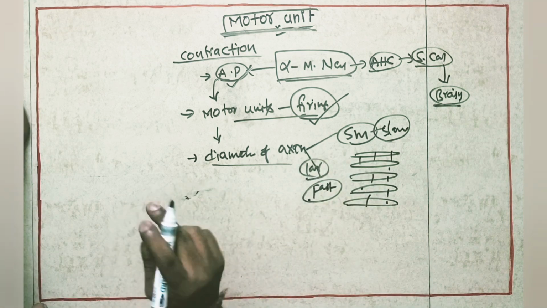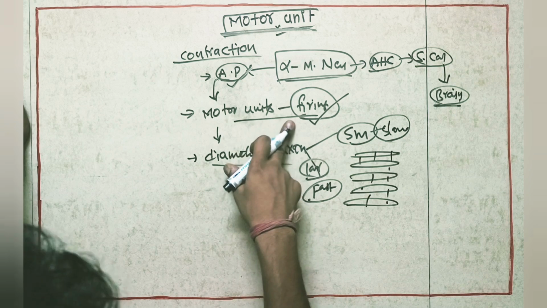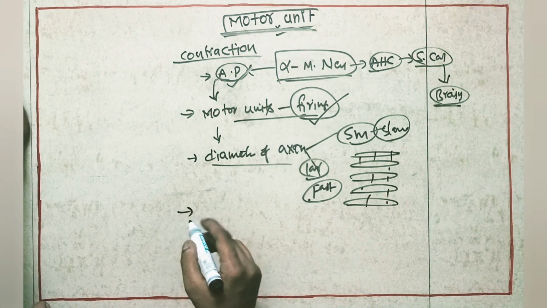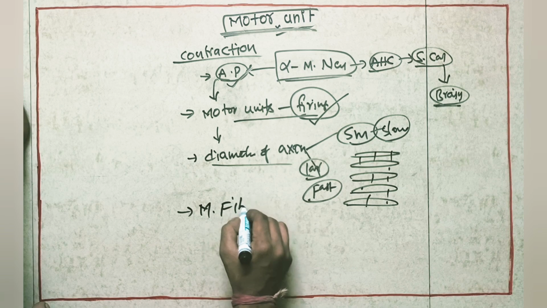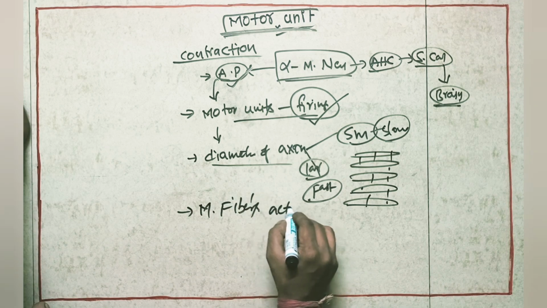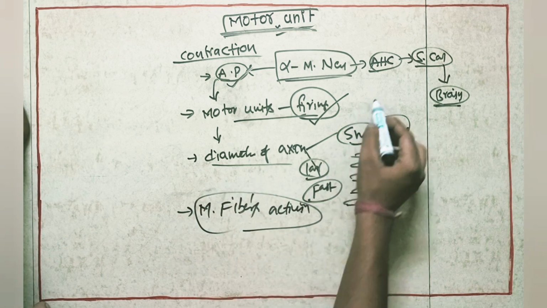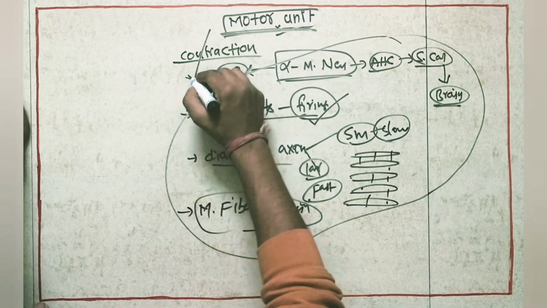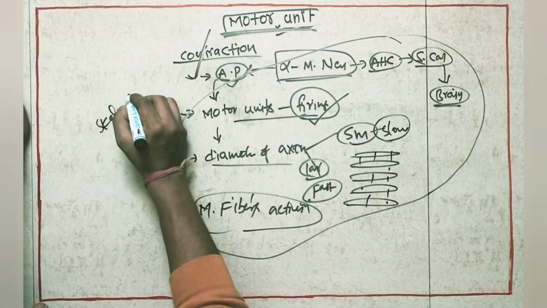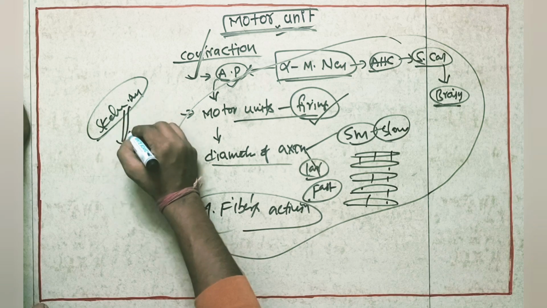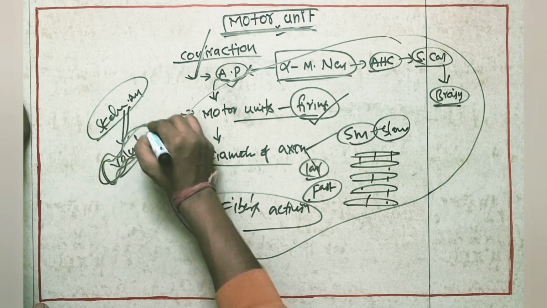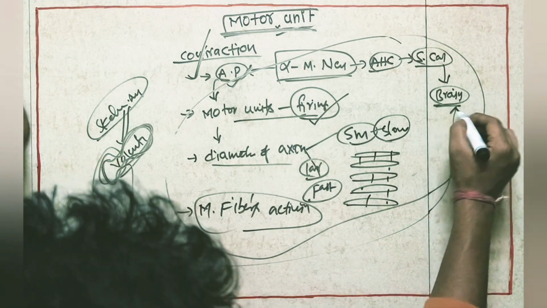So this is about muscle contraction: the action potential, how many motor units are firing, the diameter of the axon, and at the same time how many muscle fibers are activating. Based upon all these things, contraction is going to happen. Usually this is skeletal muscle contraction. These movements are voluntary movements. We know voluntary means we can control. Even though we are controlling these movements, who is the ruler finally? Brain.